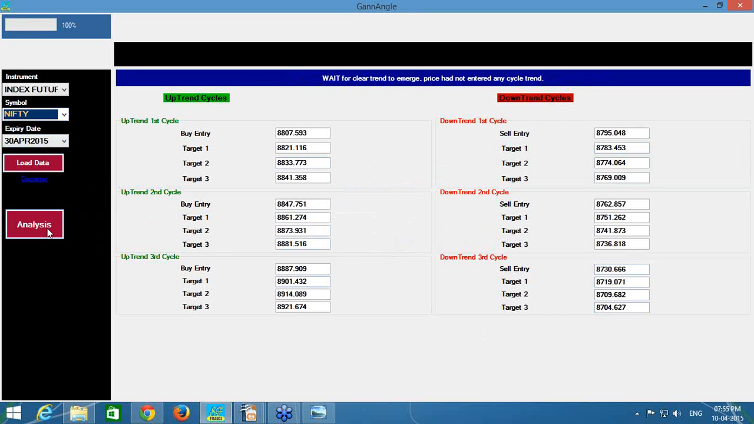You have not entered any of the cycle. You have just ended somewhere. So let one cycle start. If it is starting at 8795, it has every probability to go to 8704. If it is starting on Monday at 8807 level, all probability is there to take it to 8924.